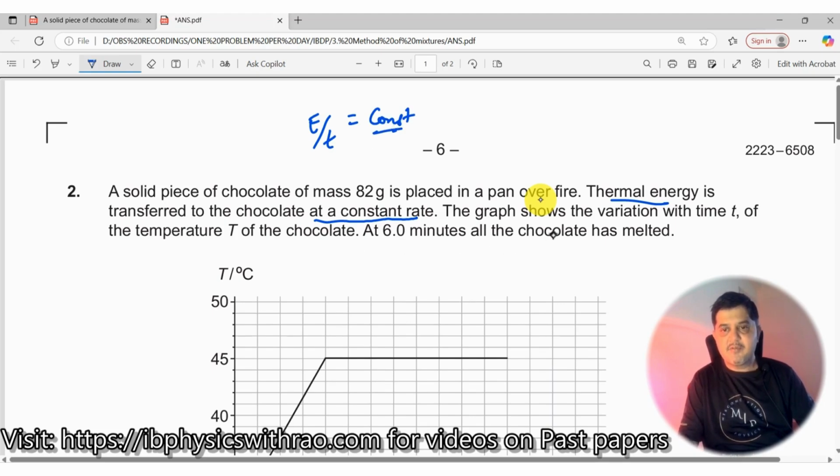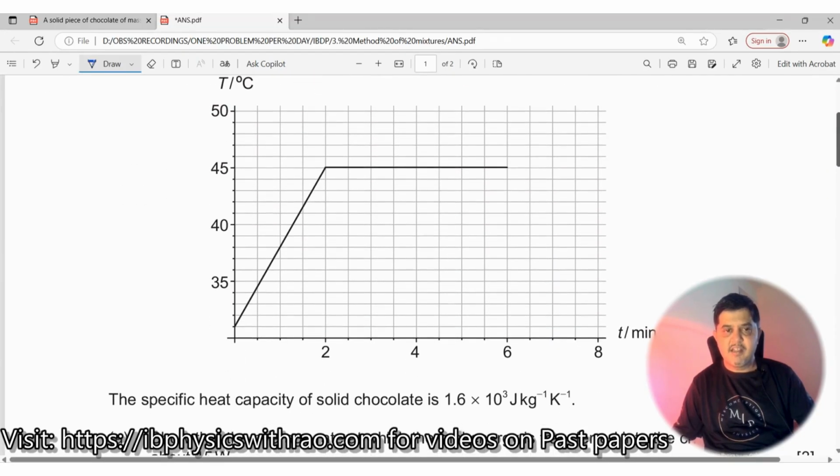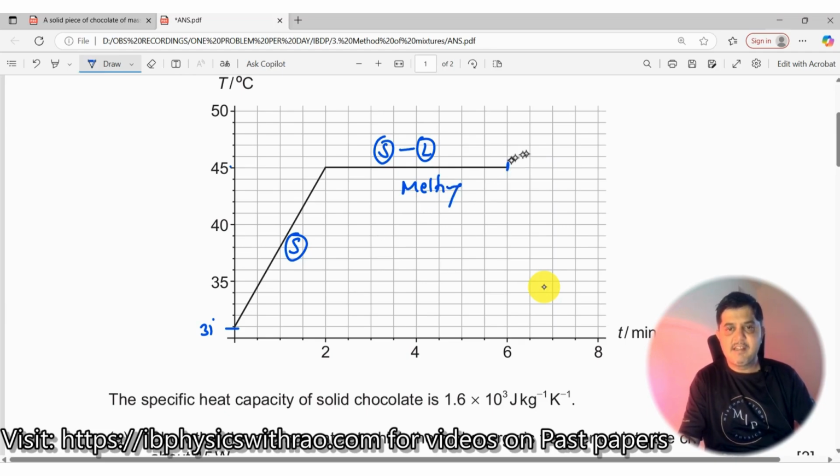The graph shows the variation with time t of the temperature of the chocolate. At 6 minutes, all the chocolate has melted. This is temperature versus time. So what does this graph tell you? The initial temperature here is 31 degrees centigrade. The final temperature is 45. That means in this region the chocolate was in a solid state, and from here to here it was melting from solid to liquid. This was the melting phase, and from this point onwards it becomes a liquid phase, right?